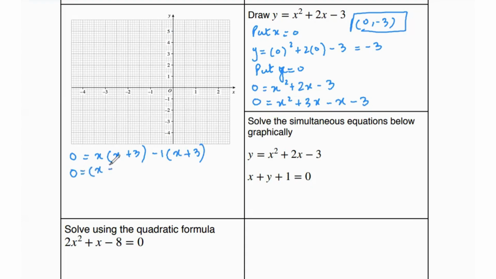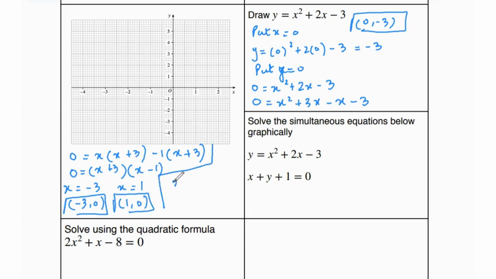Take x plus 3 common. So that's going to be x plus 3 times x minus 1. So one value is -3 and the other one is +1. So the coordinates are going to be (-3, 0) and (1, 0). These are our x-intercepts.